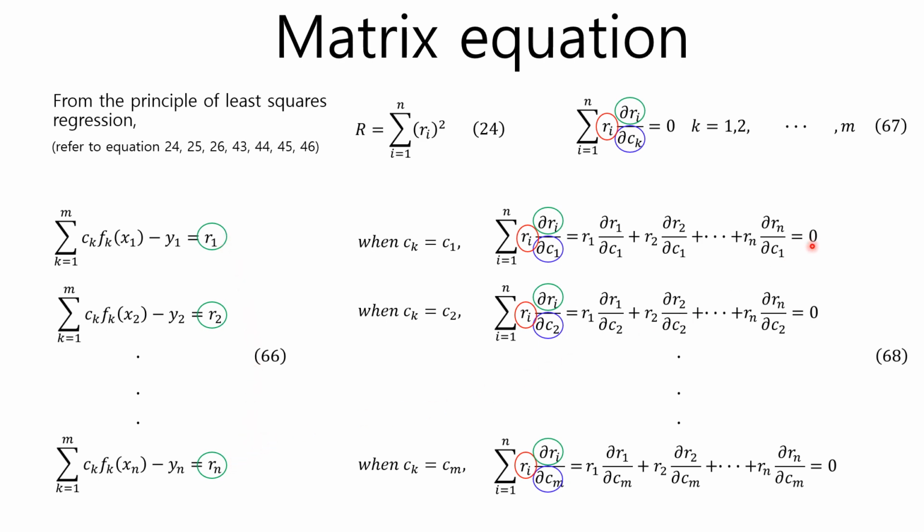In other words, to express this differently, by substituting equation 66 into equation 67 and calculating partial derivative for each coefficient from C1 to Cm, equation 68 can be obtained. Our goal is to express equation 68 in matrix form. Remember that in the expression of the equations here, the number of coefficients we need to find is m, and the number of data set is n.